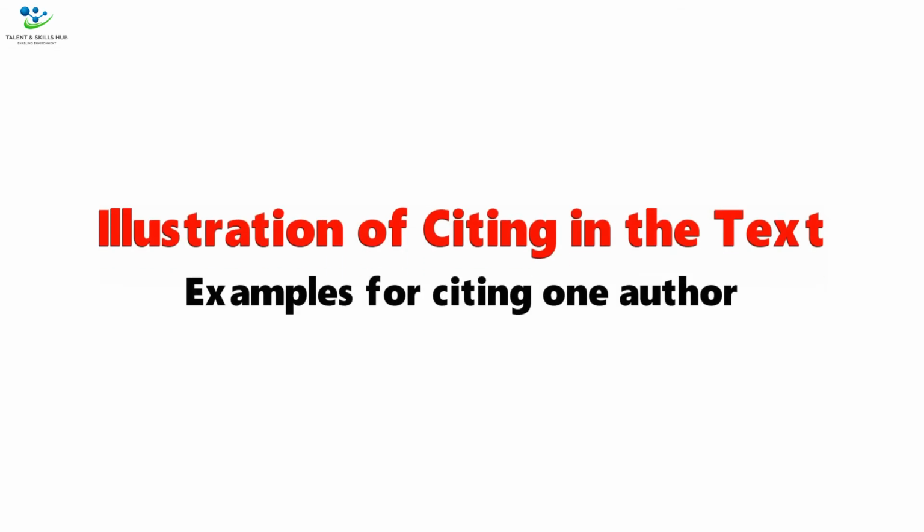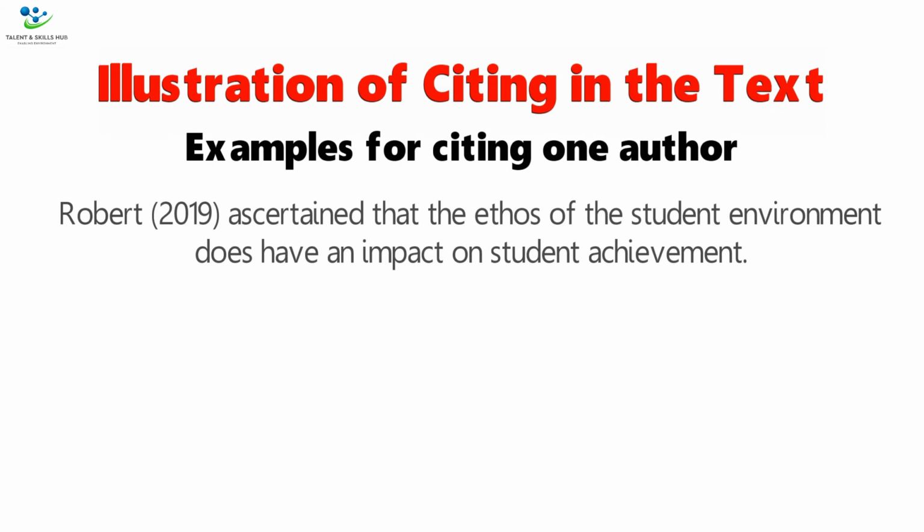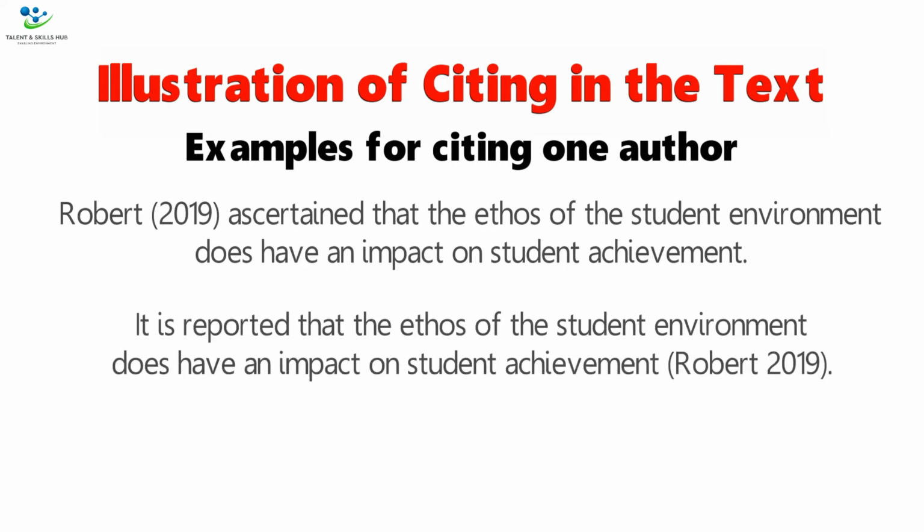Examples for citing one author. Robert ascertained that the ethos of the student environment does have an impact on student achievement. It is reported that the ethos of the student environment does have an impact on student achievement.